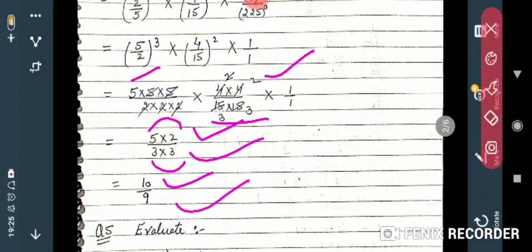So what is left here? 5 and 2. 5 multiply 2, 3 multiply 3. So 5 2s are 10, 3 3s are 9. What is the answer? 10 upon 9.